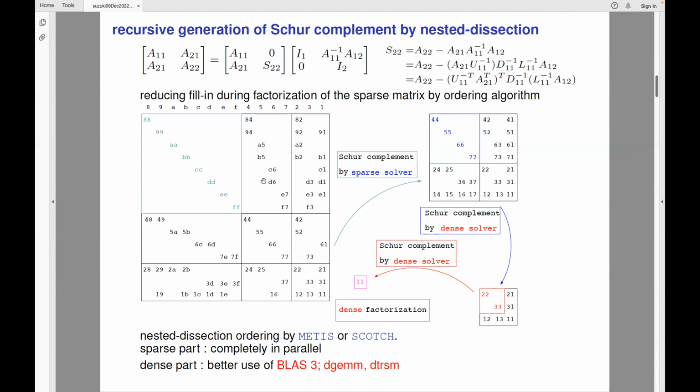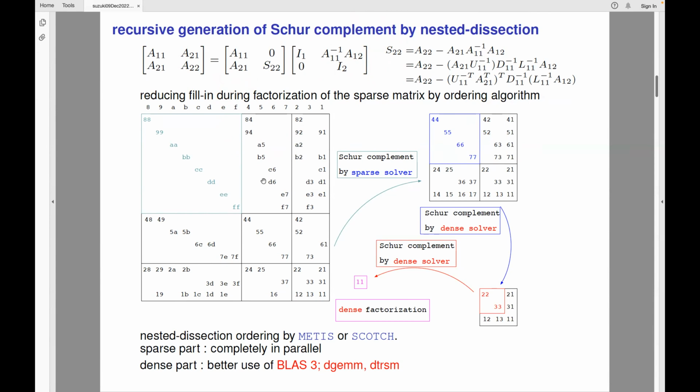But in mathematical terms, this equation is very simple. We only compute the Schur complement recursively. So this is the definition of the Schur complement. S22 is the Schur complement, and this matrix is decomposed into 2 by 2 blocks, and S22 is computed.